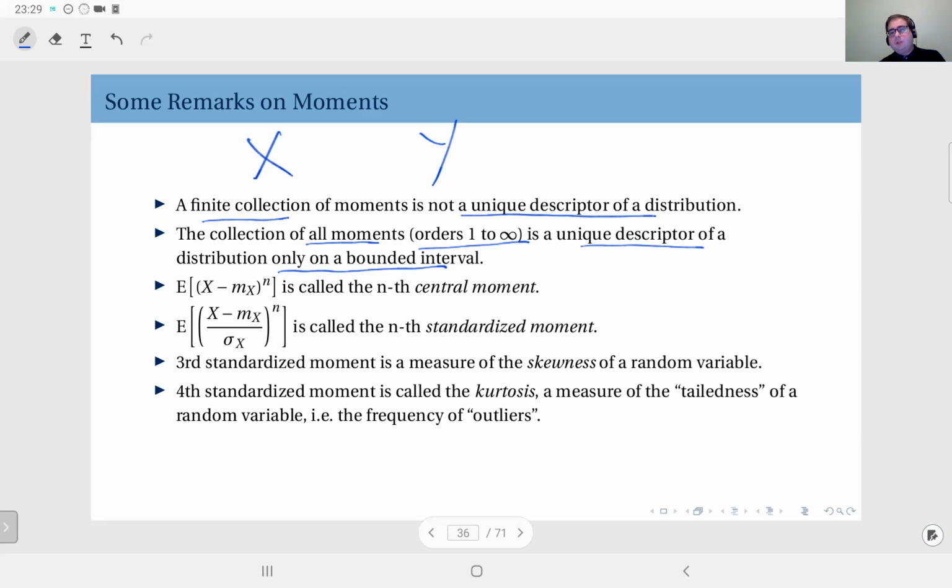But if the support is infinite, the PDF is non-zero over the entire real line, let's say, even that is not going to be sufficient for you. So moments and statistics are quite useful values, but sometimes they do not tell the entire story.